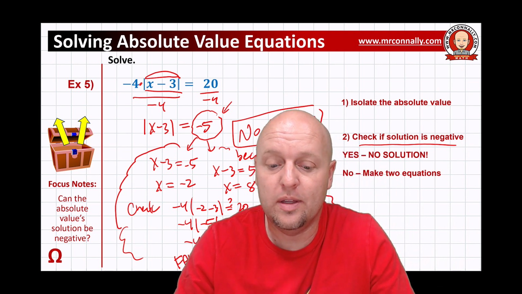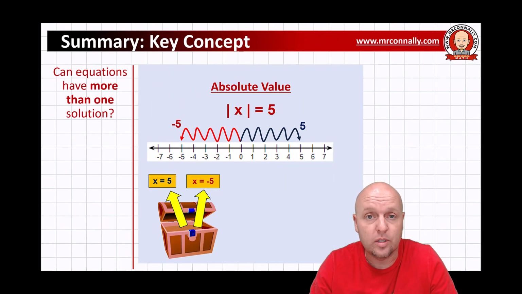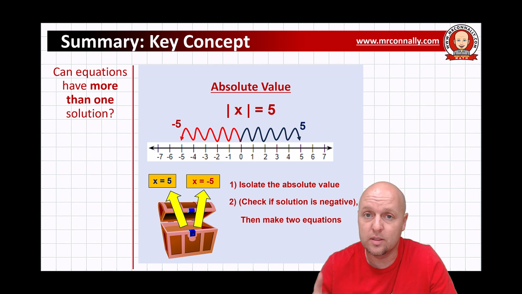Okay, great job on this last problem. Let's go over the key concept before we conclude. Can equations have more than one solution? As we found in this case, the answer is yes when we're using absolute value equations, because the absolute value of 5 has two answers, 5 and negative 5. And so because of that, we can actually solve the equation by isolating the absolute value first. In the second step, checking if the solution is negative, because that would mean no solution. We can save ourselves time.